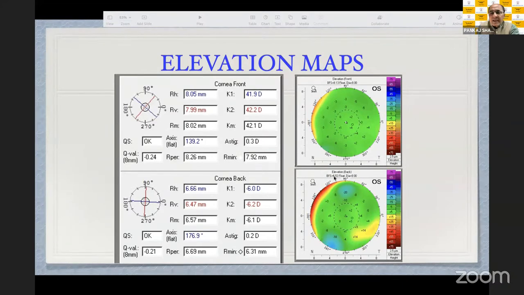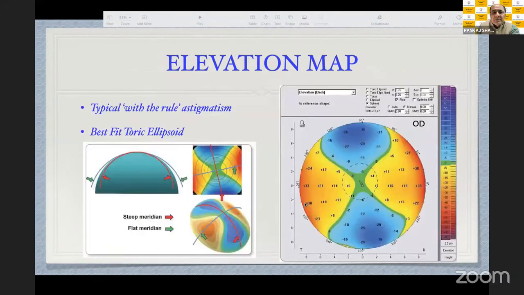This is the elevation back. 6.53 is the best fit sphere. Nobody needs to enter this; the machine calculates which would be the best fit sphere for this case, and then it creates these elevations. Okay, so this is the basic elevation map.